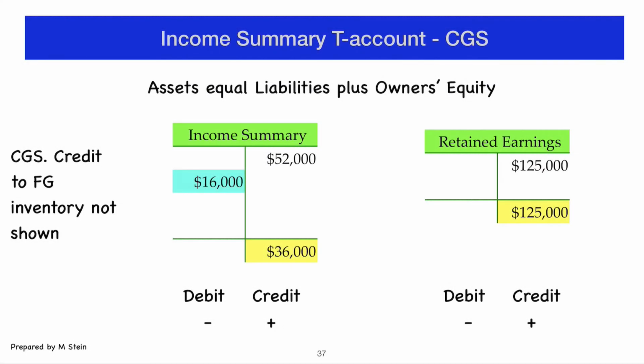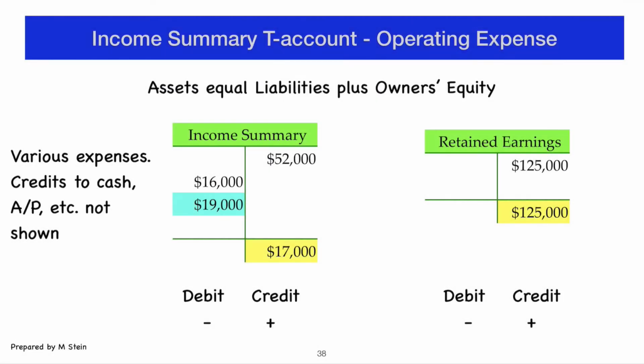Now, how about cost of goods sold? Well, cost of goods sold would be a debit to the income summary because it's a product cost, and a credit to finished goods inventory, but I'm not worried about that. Notice that the debit means that it decreases income, which means that it would decrease owner's equity. Now, let's suppose we had various operating expenses, and once again, that would result in a debit to the income account and credits to things like cash, accounts payable, etc.